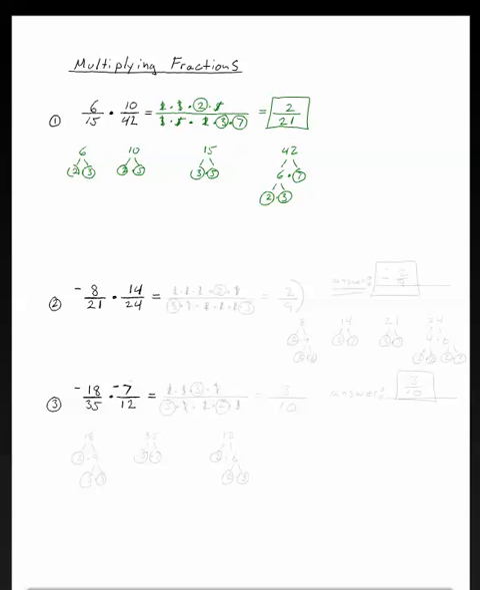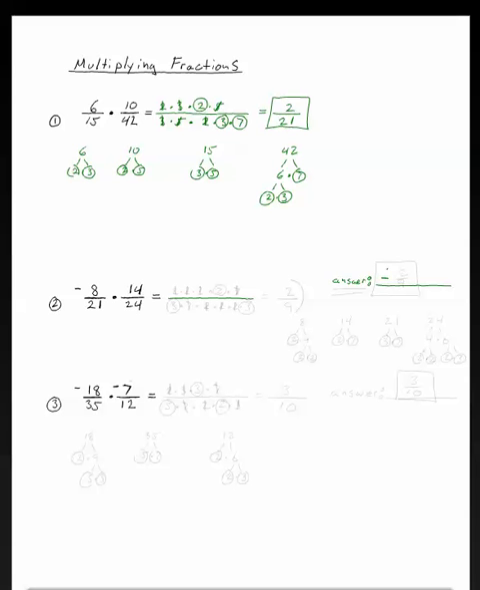In example 2, I have to be a little careful, because you'll notice that one of my fractions is negative. So I have a negative times a positive. I know the rule for that. Negative times a positive is negative. So I'm just going to write a little answer line, and I'm going to automatically tell myself that my answer is negative. Now I can just work with the 8 over 21 times the 14 over 24, ignoring the sign, because I know that my answer is negative.